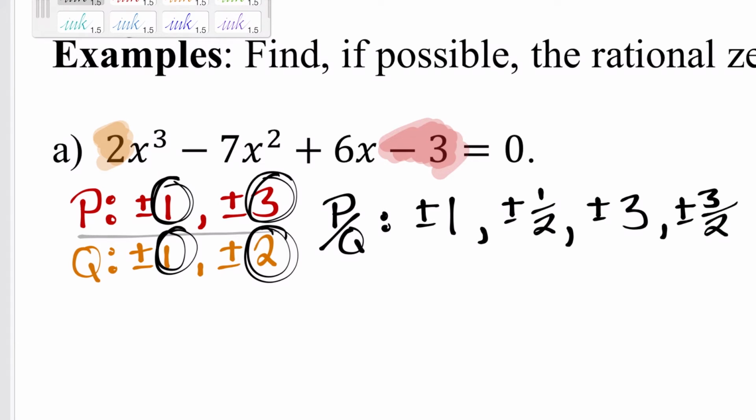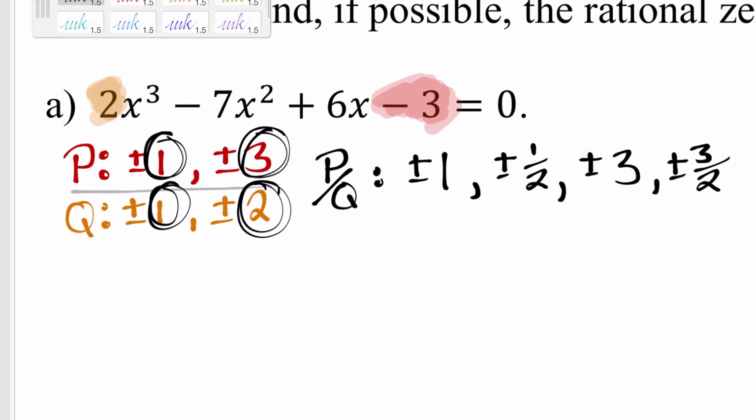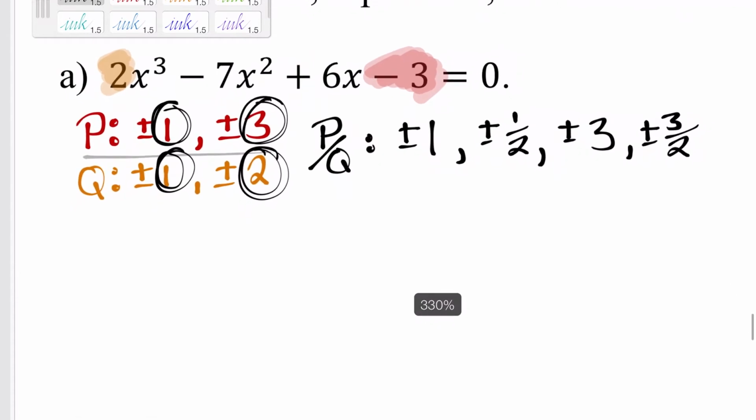So I'm going to try to test all of these situations. Again, there are multiple ways to do it, and I'm going to do it very quickly. I'm going to use synthetic division at first and kind of show how it can be a little bit ridiculous. And then in the next bit, I'm going to show using the remainder theorem, so plugging everything in instead of using synthetic division. So for this first one, I'm going to try positive 1.